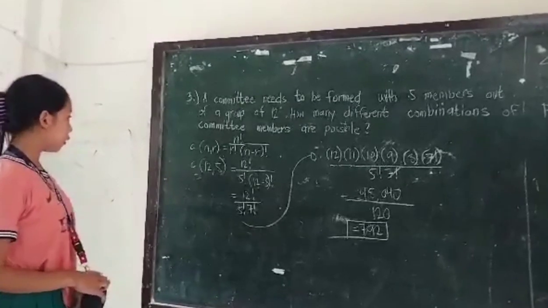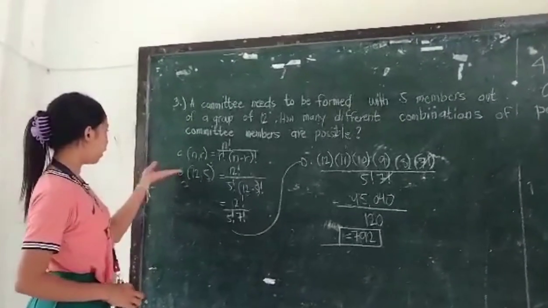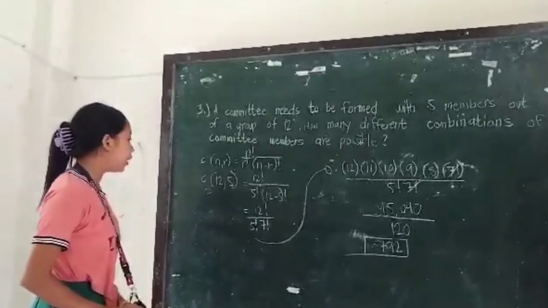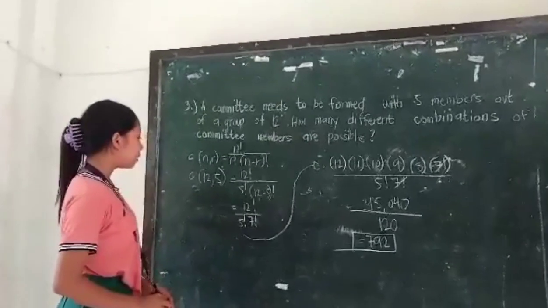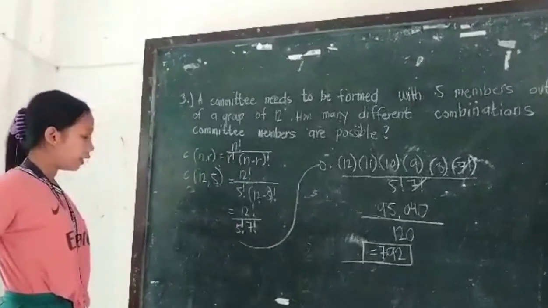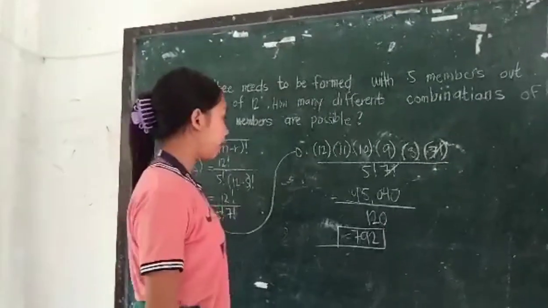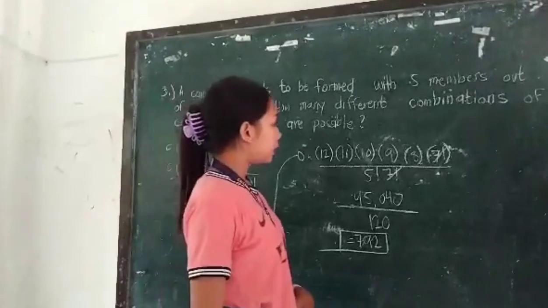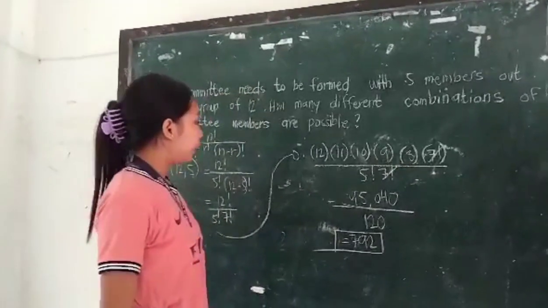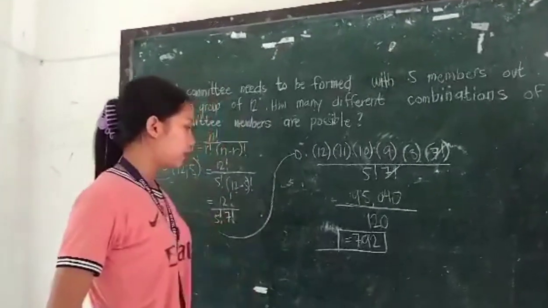A committee needs to be formed with 5 members out of a group of 12. How many different combinations of committee members are possible? C(n, r) equals n factorial over r factorial times (n minus r) factorial. 12 factorial over 5 factorial times (12 minus 5) factorial, 12 factorial over 5 factorial and 7 factorial. 12 times 11 times 10 times 9 times 8 times 7 factorial over 7 factorial, divided by 5 factorial, equals 95,040 divided by 120 equals 792.